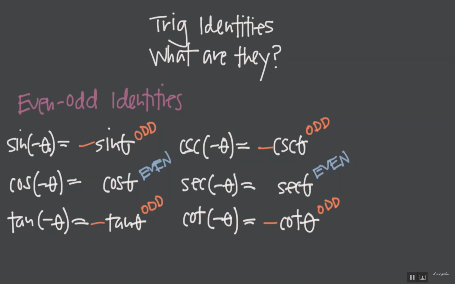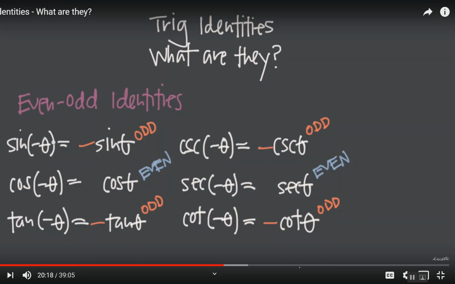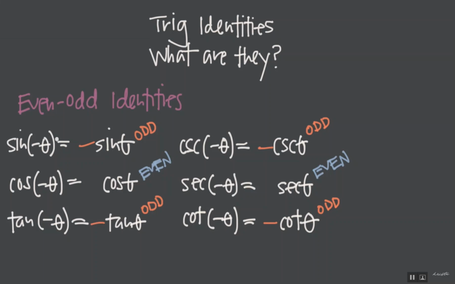And same thing here, if I saw sine of negative theta in one of my expressions that I'm trying to simplify, I could replace that with negative sine of theta. And either way, notice that the angles here always end up positive. I have positive theta, theta, theta, as opposed to negative theta, negative theta, negative theta.